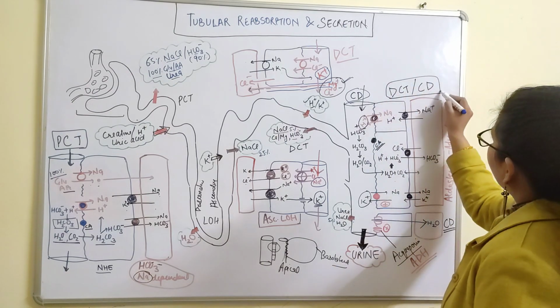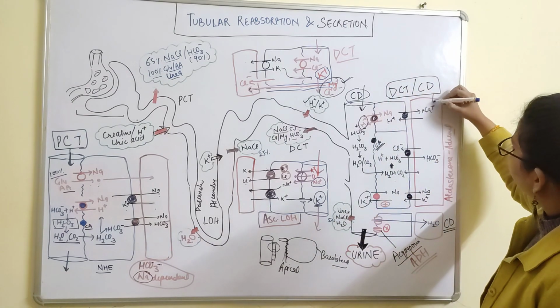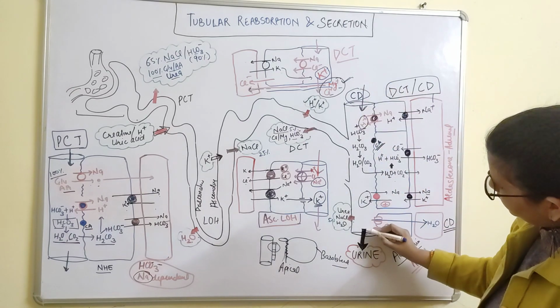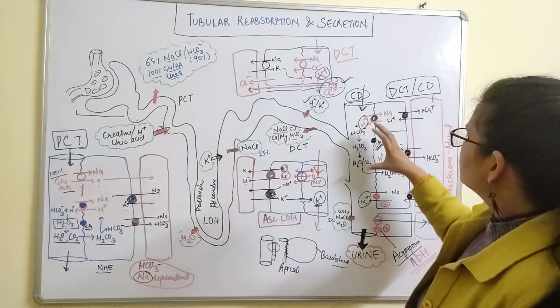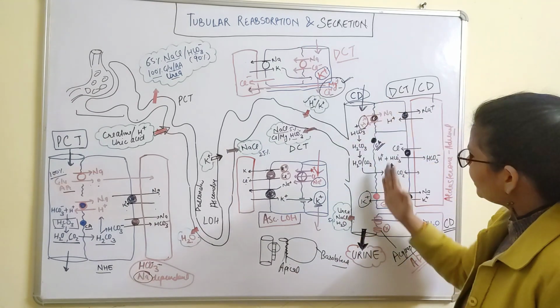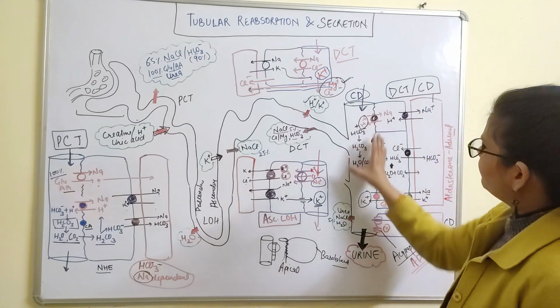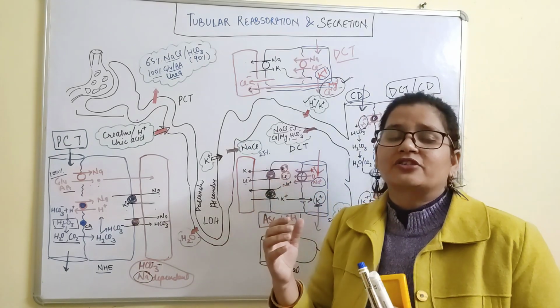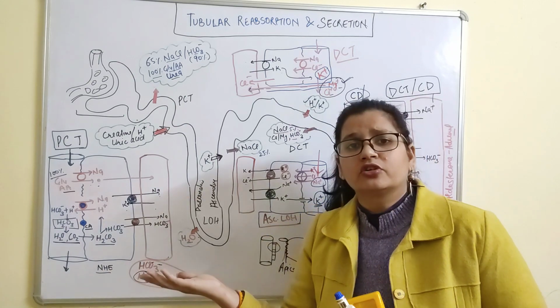So DCT and collecting duct. Here again this is the blood vessel. This is the lumen where the filtrate is coming, and here the final urine is coming outside. What we have to see this time is the apical membrane and the basolateral membrane. Here you don't have to mug it up actually. There are the same channels on the apical and the basolateral membrane.